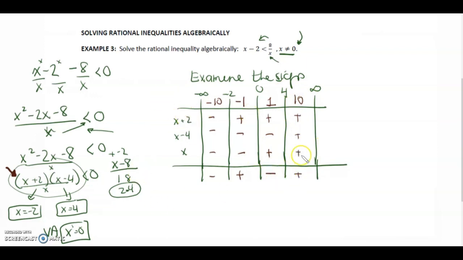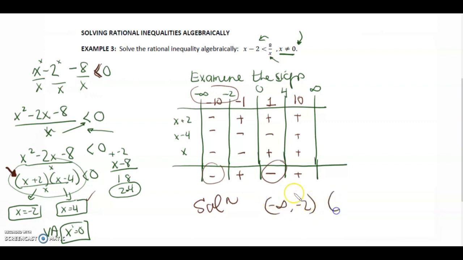We're not checking decimals with this. We did the x-intercepts. We're not doing the y-intercept or the horizontal asymptote. We're not graphing it. We're just going to state the solution. So when is this less than 0? Here and here, so negative infinity to negative 2, and we're using round brackets because we're strictly less than, and 0 to 4.